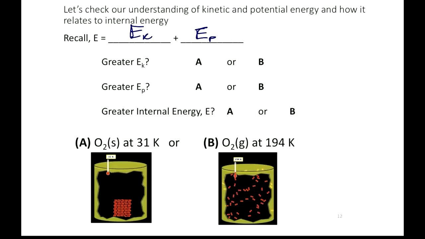Kinetic energy is related to what observable? Temperature, yes. So which one has the higher kinetic energy? B, the hotter sample, yes. So remember, kinetic energy is related to temperature, so we're just looking for the higher temperature here.